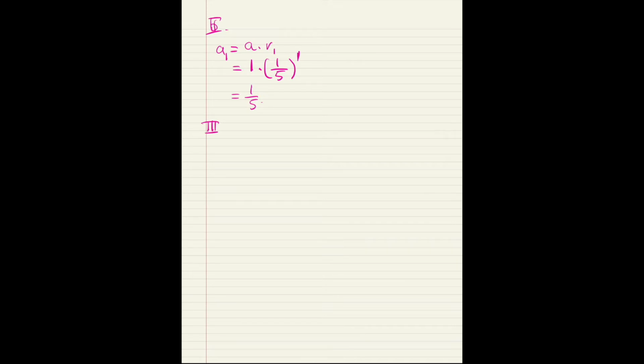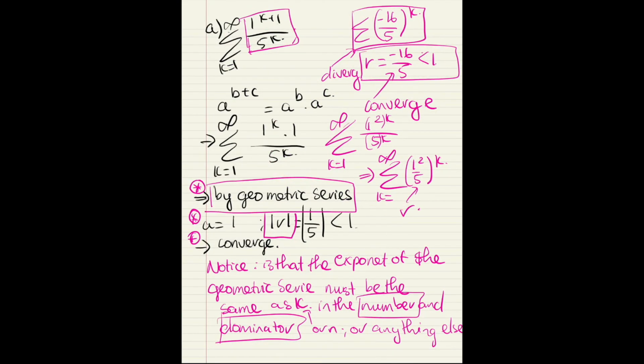So for the sum, it is just equal to a over 1 minus r, which is 1 over 1 minus 1 over 5. So I have 5 over 4. That is how you can do question A.